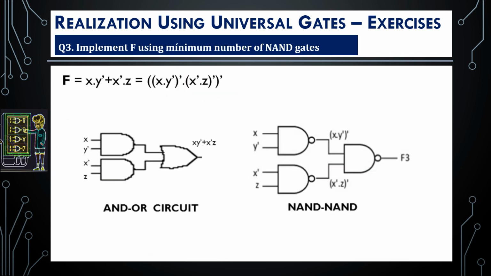Let's look into another example. We are going to implement the given function using NAND gates. The first step is to implement this given function using AOI logic, x into y complement plus x bar into z. We have two AND gates to implement these two minterms, and one OR gate at the second level. So this is the AND-OR circuit of the given expression.